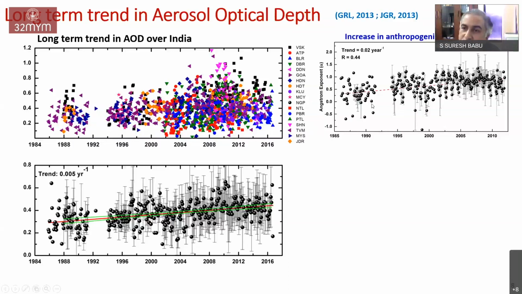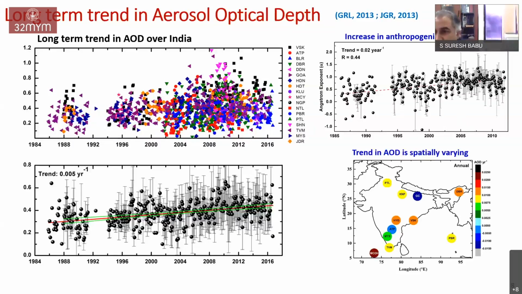Here, the Angstrom exponent, which basically indicates this steepness of the spectral variation of optical depth, shows an increasing trend. So this increase of optical depth or aerosol burden over the South Asian region especially is associated with the anthropogenic influence. We have different stations, but this trend is not the same over different regions, though I showed it with a simple graph which is averaged over India. It varies from region to region.